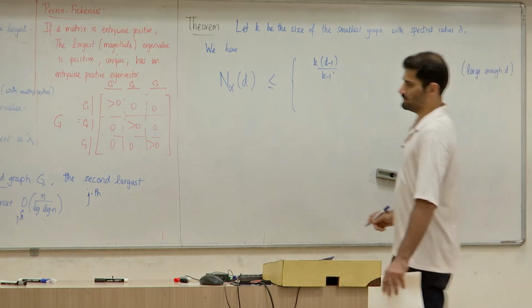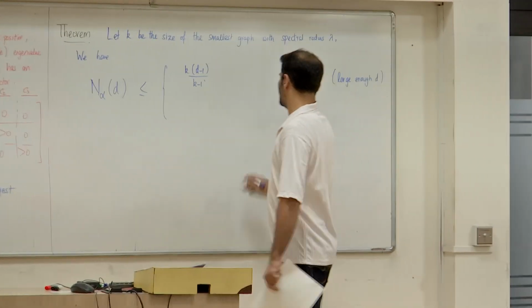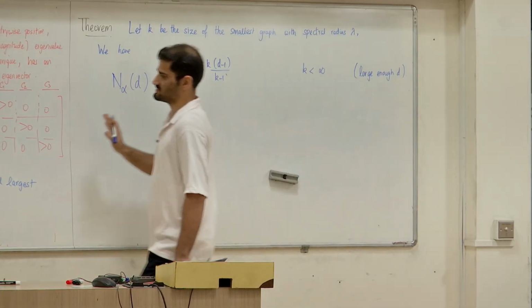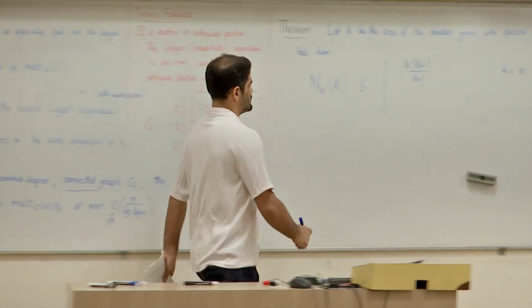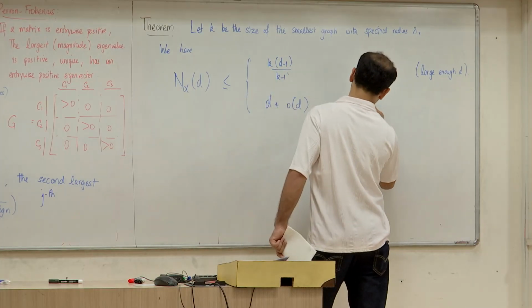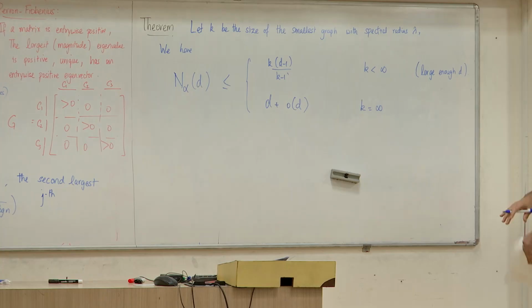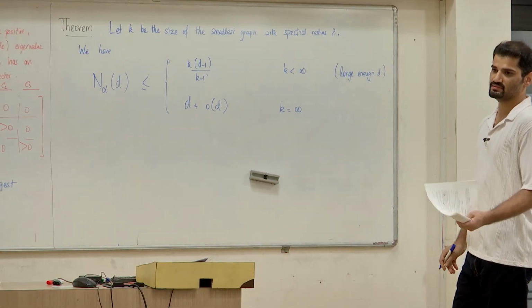Okay, this should be larger if d is small, so I'm just saying large enough d. If k is infinity, if there is no graph with spectral radius lambda, then this case is not possible. So I just get it is d plus little o of t. Okay. So this is an upper bound on the number of. You have something to say?